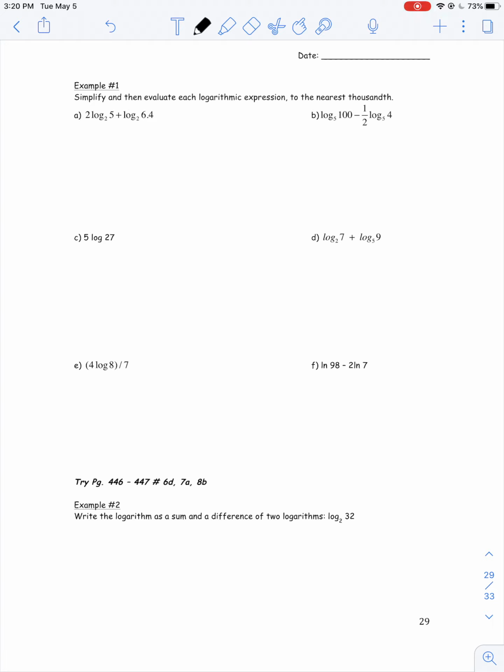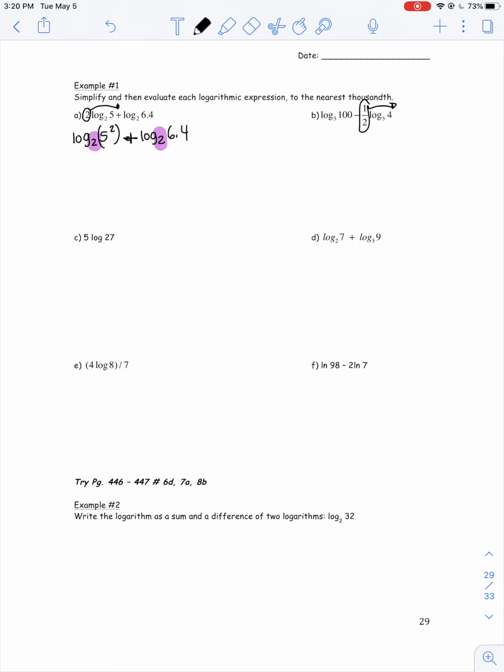In example number 1, we're going to simplify, and then evaluate the answer to the nearest thousandth. We start by always bringing the coefficients to power spots. All these numbers that are in front need to come into the power for you to be able to do the product or quotient rules. So log base 2 of 5, we're going to have 5 to the power of 2 now instead. Everything stays the same. Now we're going to have addition between them.